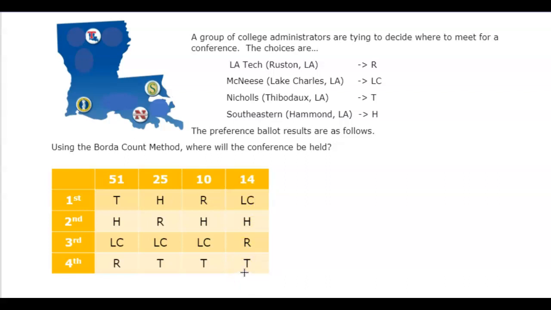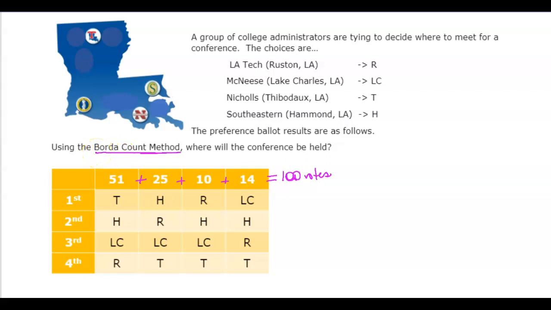So if we count how many people voted, remember, add up your preference totals. So 51 plus 25 plus 10 plus 14, we have 100 votes. So if we look at the plurality method, the place with the most number of first place votes is going to be Thibodaux, because Thibodaux got 51 votes. And out of 100 votes, 51 would be a majority. So using a majority method of voting or a plurality method of voting, it looks like Thibodaux is the winner.